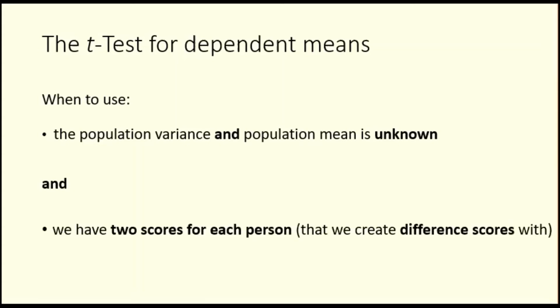And in addition to this, for the dependent t-test, we have two scores for each person in our sample that we create a different score with. And usually this takes the shape of a situation where we have a score before a particular event, like our experimental manipulation, medicine, or therapy that we've given to people. And we also have a score for after.